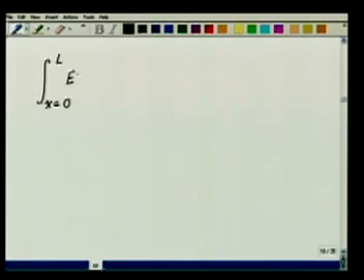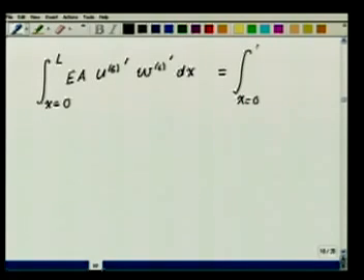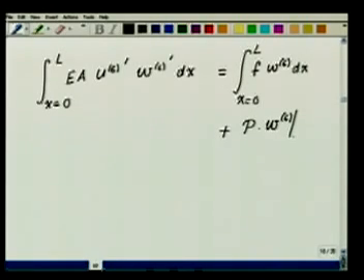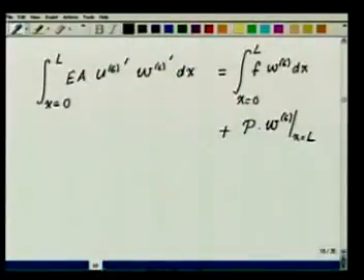So we put this representation back in our weak formulation. So we will have the integral from x equal to 0 to L of EA u6 prime w6 prime dx is equal to the integral from x equal to 0 to L of f w6 dx plus p into w6 evaluated at x equal to L. So this formulation should give us a sufficient number of equations to find the coefficients of u6, that is u1 to u6. Okay, so now what do we do?